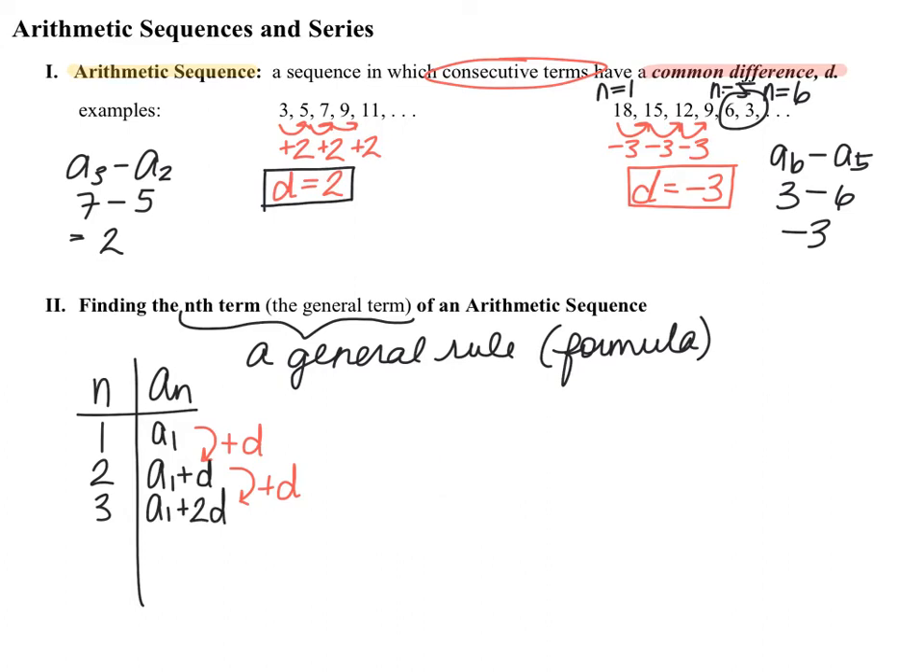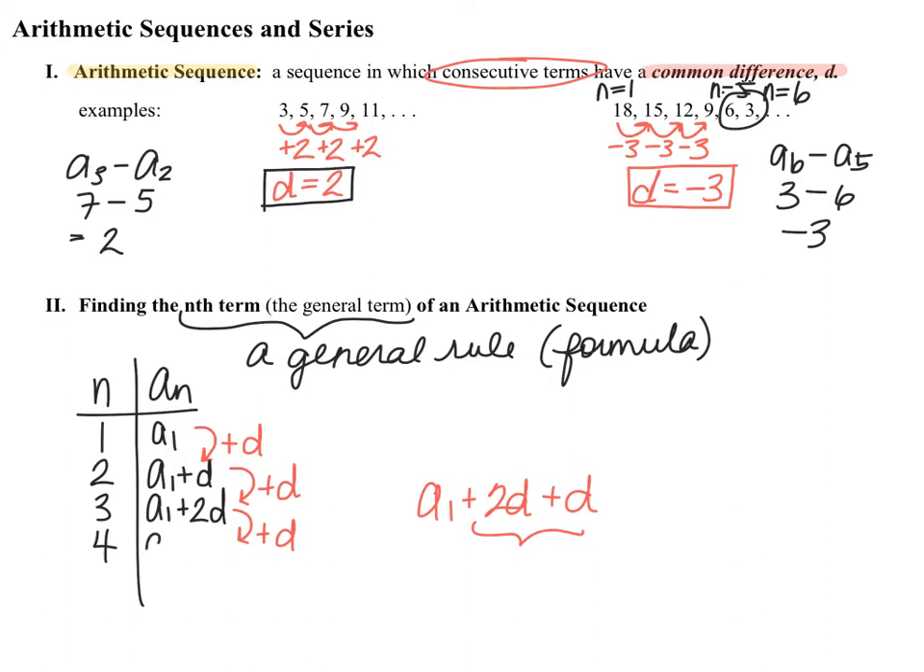Now let's do that one more time for n equals 4. If we're looking for the fourth term of a sequence, we could take the third term and add another common difference. So if the third term was a sub 1 plus 2d, and now I'm adding another d, now I have a total of a sub 1 plus 3d.